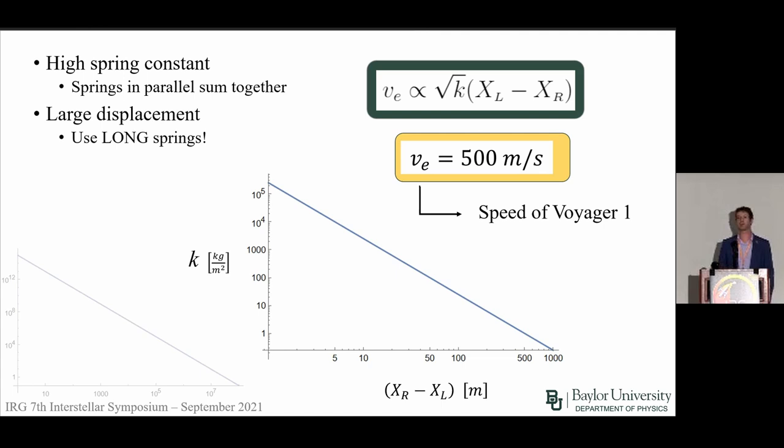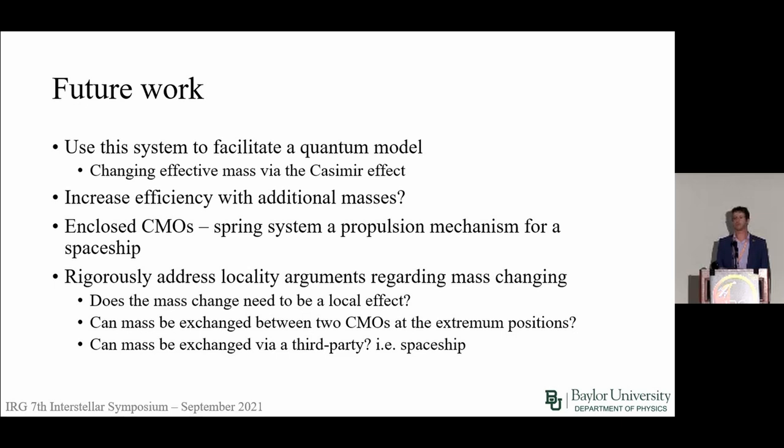So at this point, I'm going to be ending my talk on some future work. These are going to be points that I'm planning on addressing in future papers in this series that I'm writing on how to use controllable mass objects to induce linear motion on an otherwise stationary harmonic system.